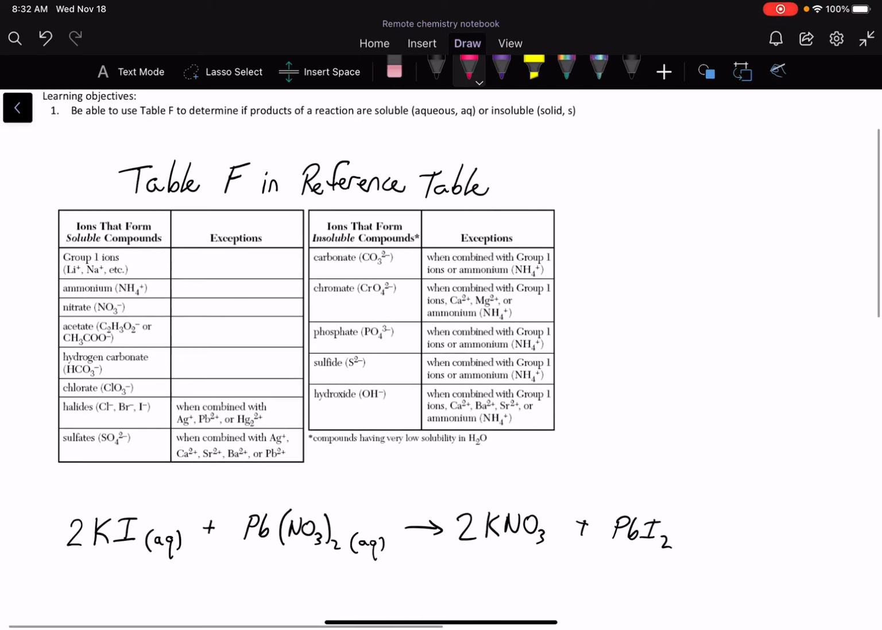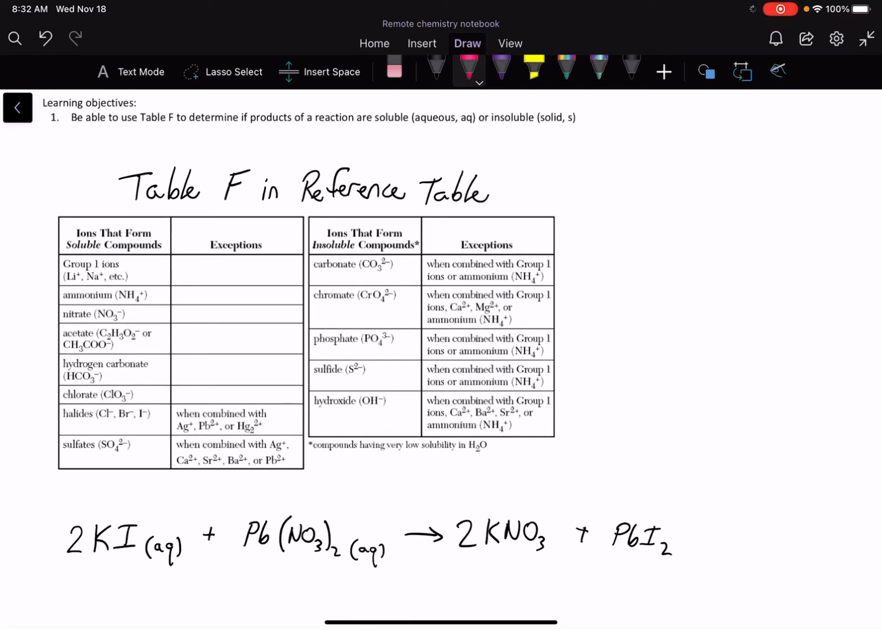So to use table F, everything on the left side here, these are all things that are soluble. So if something is soluble, that's considered aqueous because it's dissolving in water. And everything over here on the right side, these are insoluble. And so if something is insoluble, it remains a solid when it's in water. So these are solids. These, over on this side, are going to be aqueous.